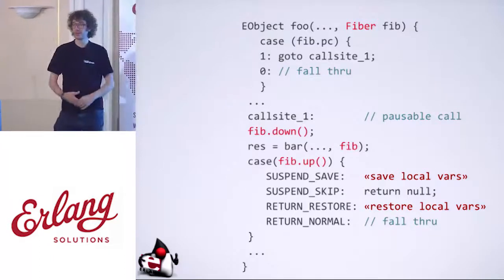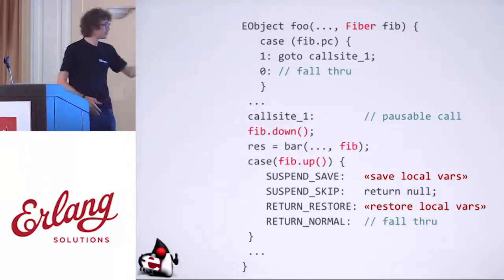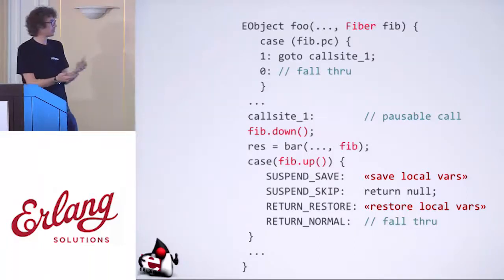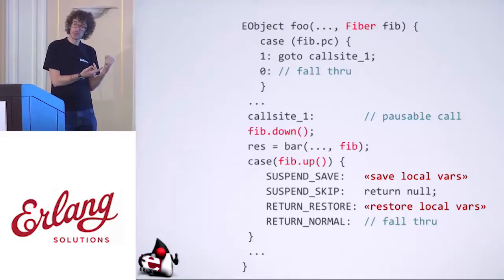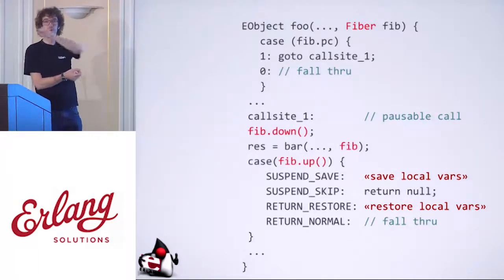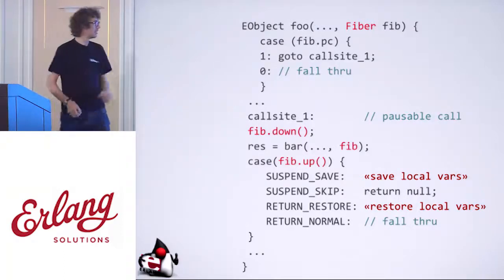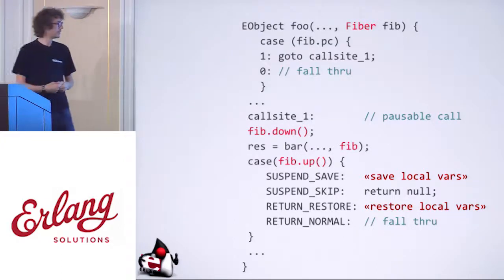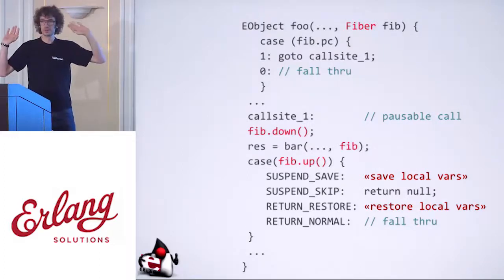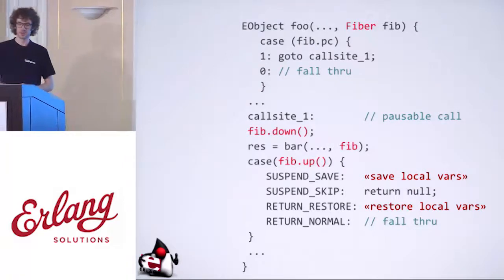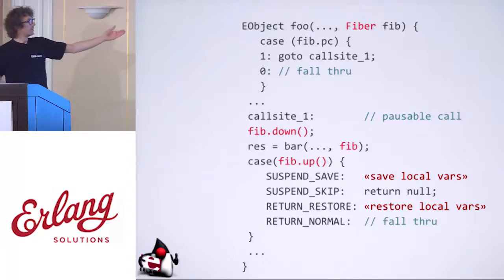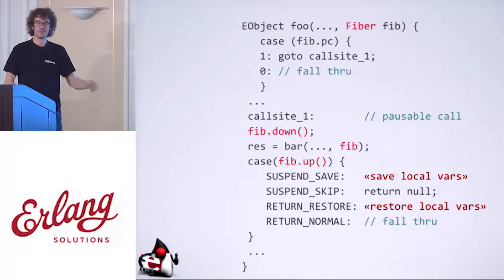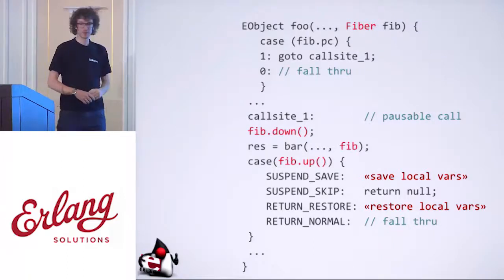Every time you return from a function call, this fib.up essentially checks this process local variable, saying, how are we returning? Are we returning because we're now suspending, and this stack frame that we're in now should be saved? We should take the local variables and put them in the reified stack representation. Are we now suspending in this fast way where we've previously been saved? If that's the case, then we just return null, because the values in the stack representation are already there. Are we actually performing a return from the bar function, and now we need to restore the local variables because we were previously suspended? Then we go into that restore local verse case. Otherwise, we are in a return normal.